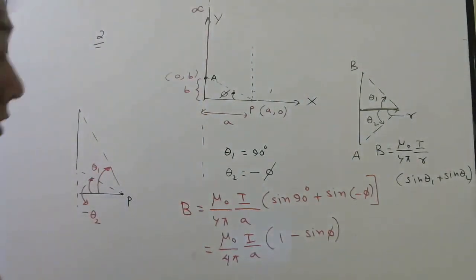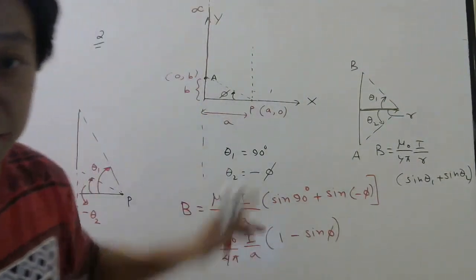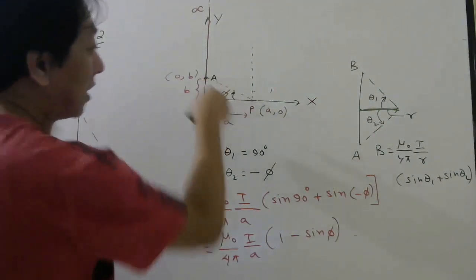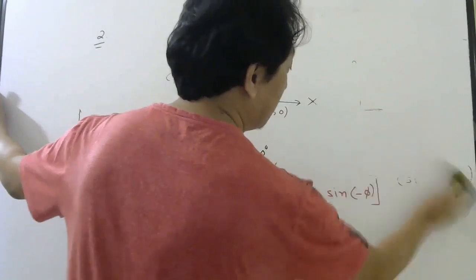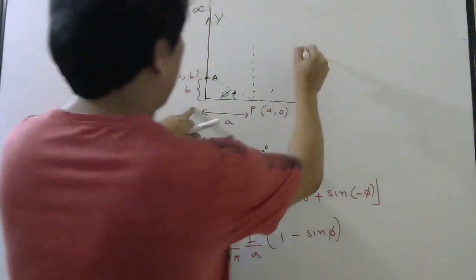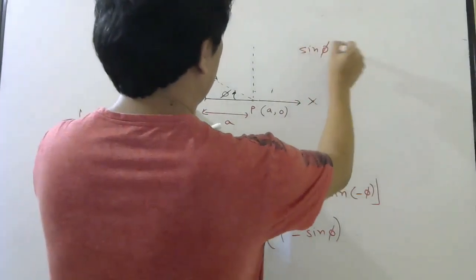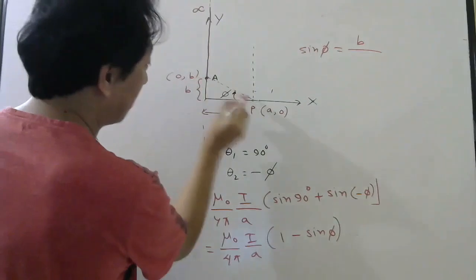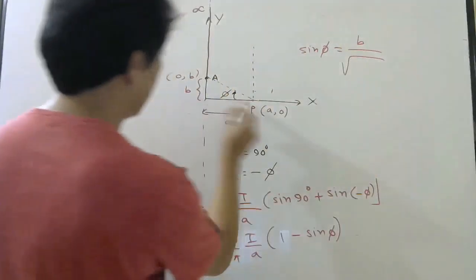Now in the question a and b are mentioned, not phi. Phi I have created, so I need to find how to write sine phi. Very simple, use trigonometry. So sine phi will be what, from the diagram? Opposite is b, hypotenuse is this, which will be root over a squared plus b squared.